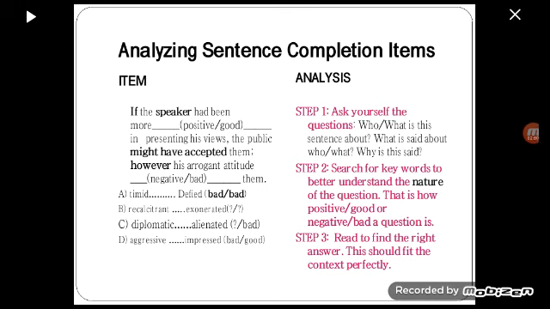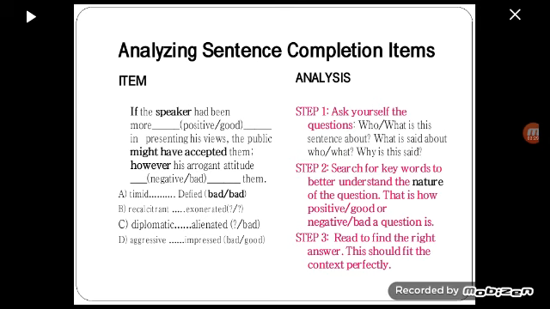In analyzing these particular items, there are 3 steps I want you to consider. Ask yourself first the questions: who or what is the sentence about? What is said about who or what? And why is this said? Step 2, search for key words to better understand the nature of the question, and that is how positive or good or how negative or bad the question appears. And step 3 would lead you to find the right answer that should fit the context perfectly.